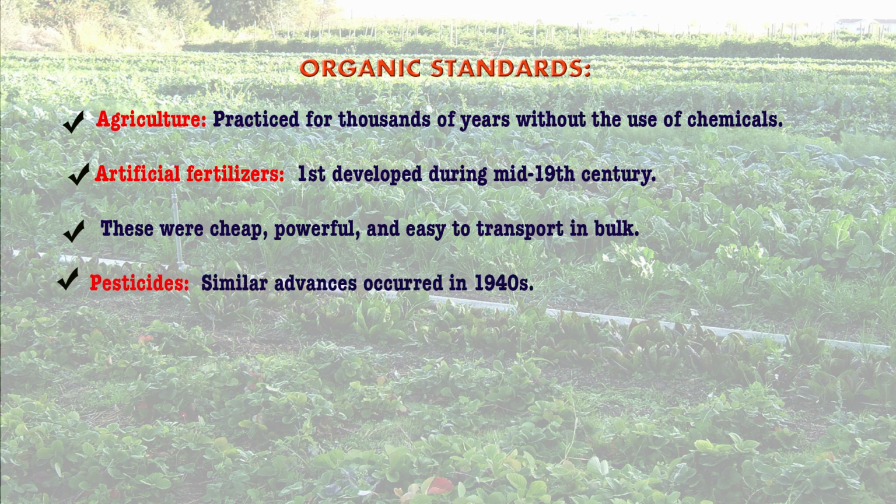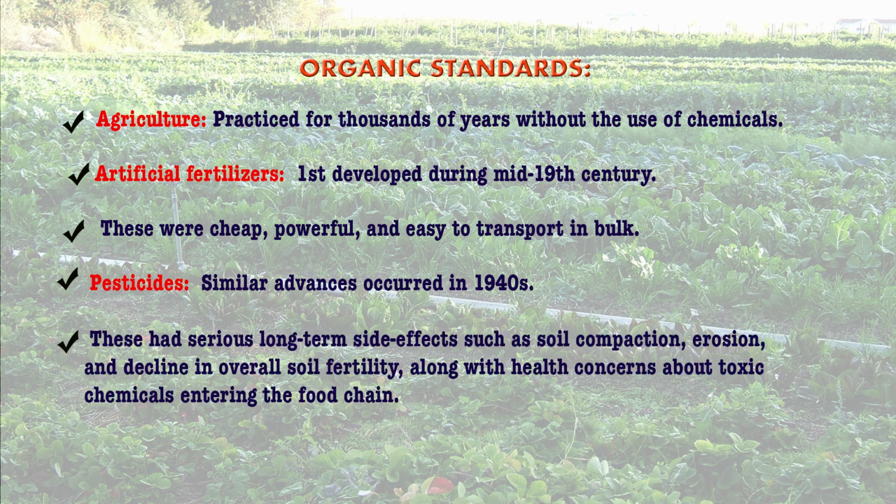So these pesticides also started occurring, and similar advances started occurring in the 1940s, where they were introduced in order to remove these pests from the system. Now when these were applied to the agricultural field, they had long-term side effects such as soil compaction, erosion, and also an overall decline in soil fertility, along with health concerns about the toxic chemicals entering the food chain.